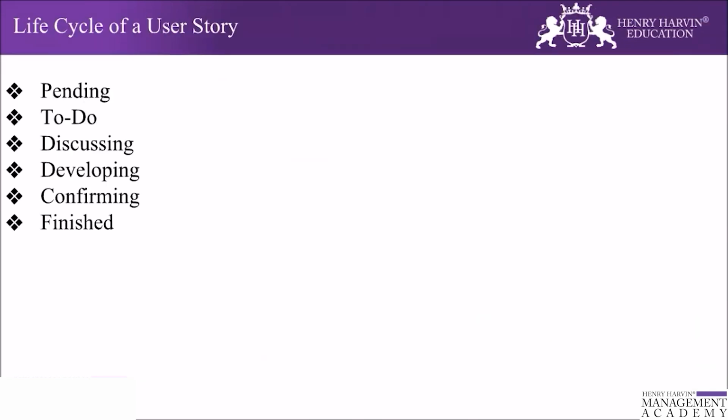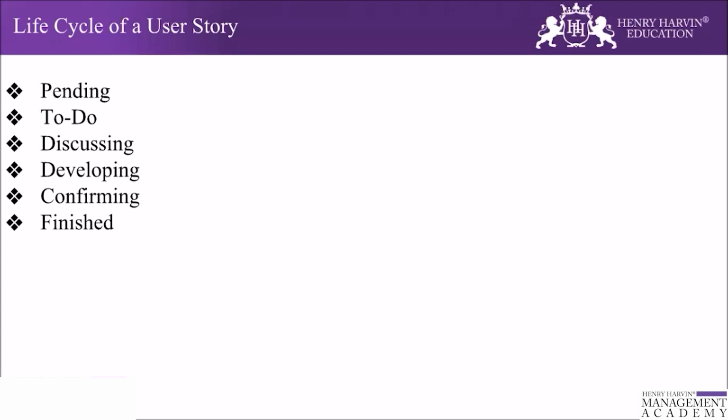If we go further and try to understand the life cycle of a user story, in broader terms you can define it into 6 levels. One is pending, then to do, then discussing, developing, confirming, and finish. When a user story is in a pending state, through the communication between the user and the project team, user stories are found, right?